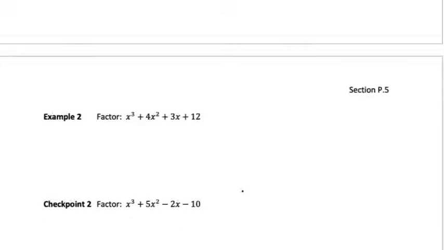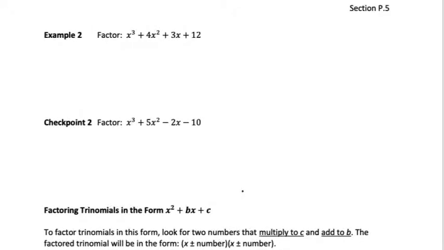So, looking at example 2 from the textbook, we're factoring x to the third plus 4x squared plus 3x plus 12. So what we're going to do is split this into two groups, just like that, and look at the first two terms and then the second two terms. If I'm factoring out the GCF of just the first two terms, that GCF would be x squared. And then that's going to leave me a set of parentheses that's going to be x, because x squared times x gives me x to the third, plus 4. I need to multiply by 4 to get 4x squared for the second term.